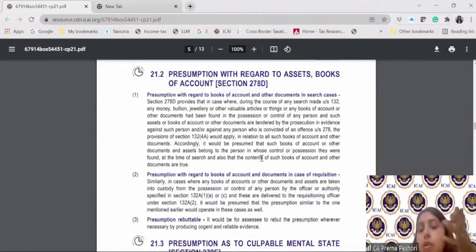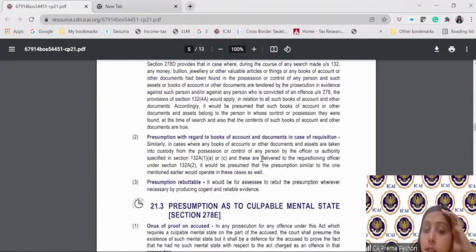Similar is the case of requisition also. And it is for the assessee to rebut this presumption by bringing the necessary evidence. Is that clear? Next is presumption as to the culpable mental state.